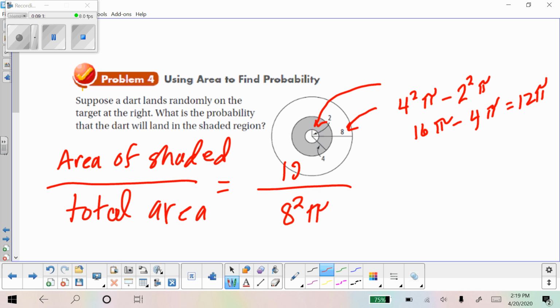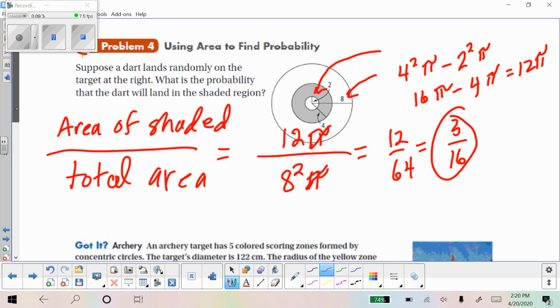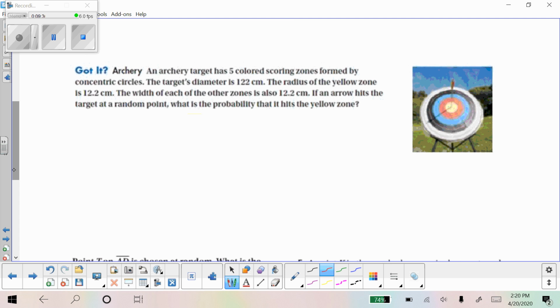And so that goes on top. So we have 12 pi over 64 pi. Now these pi's will cancel out, and basically I just need to simplify the fraction. 12/64, which equals 3/16. All right. Why don't you try one, see if you get it right. You can check back.